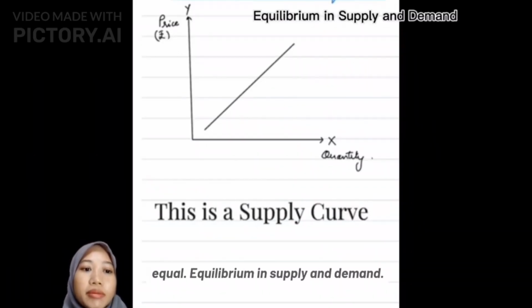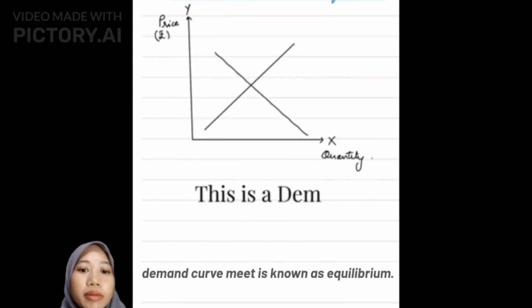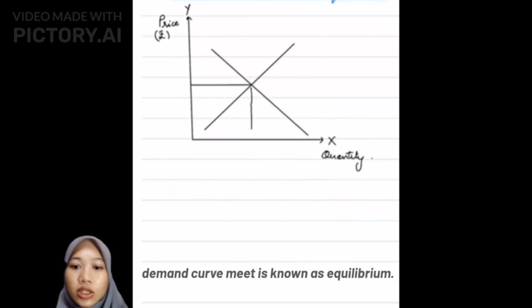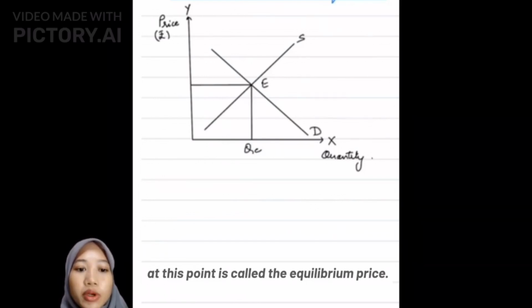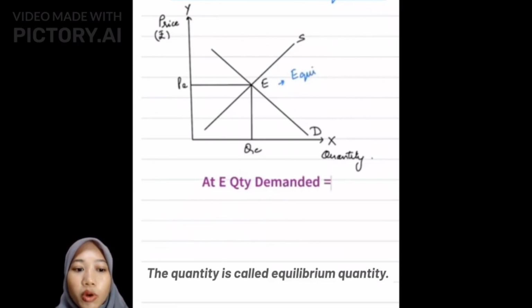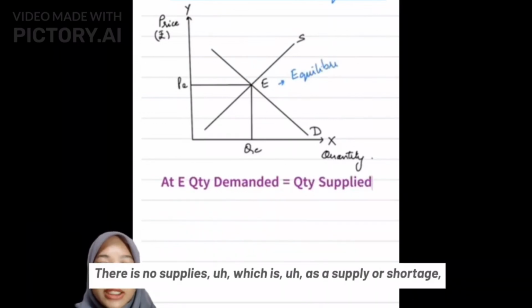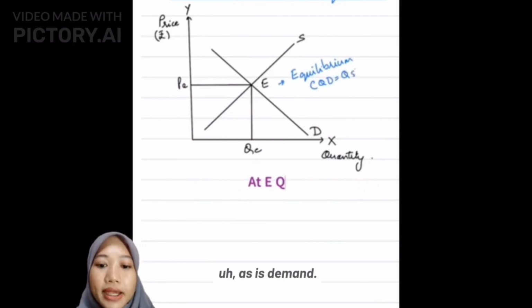Equilibrium in supply and demand. The point where the supply and demand curves meet is known as equilibrium. At this point, quantity supplied equals quantity demanded. The price at this point is called the equilibrium price. The quantity is called the equilibrium quantity. There is no surplus, which is excess supply, or shortage, which is excess demand.